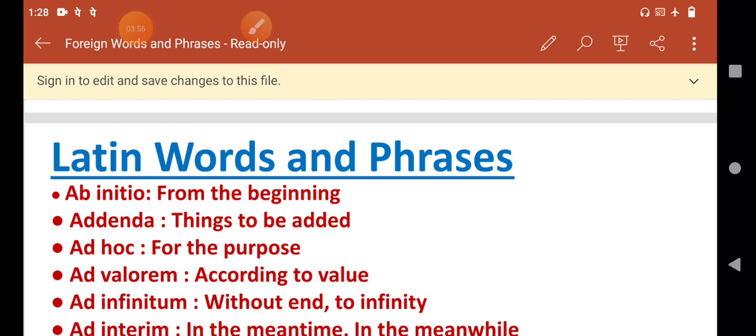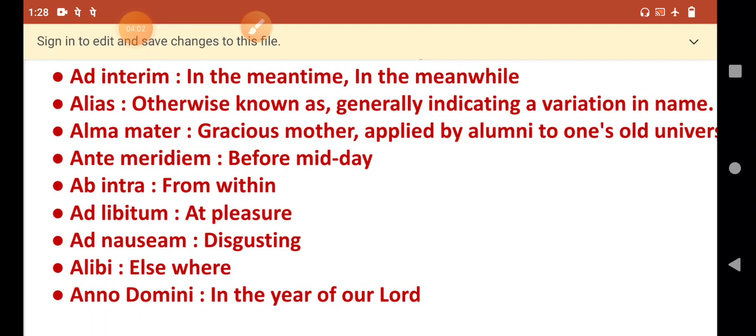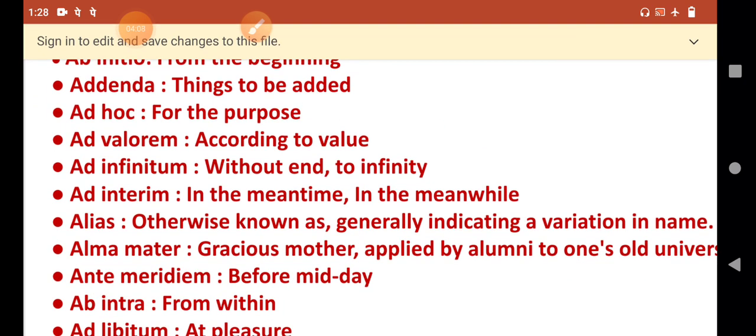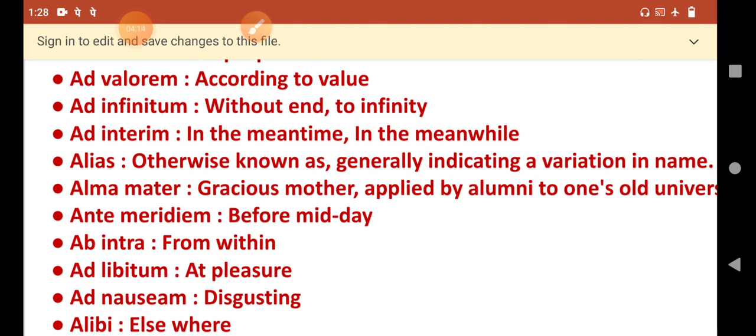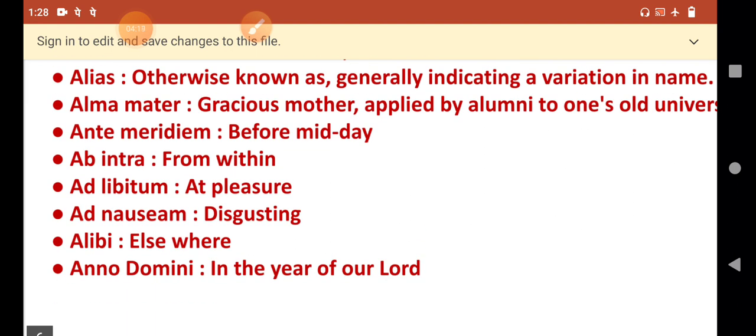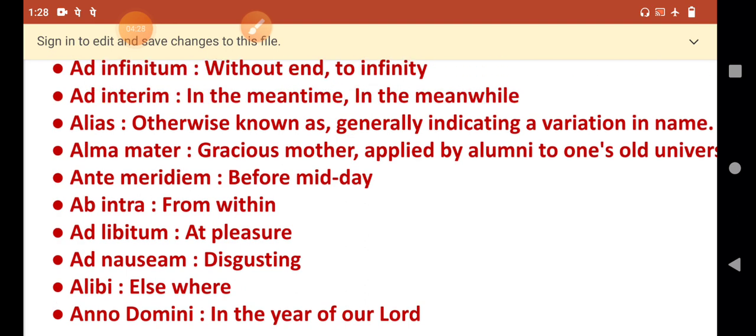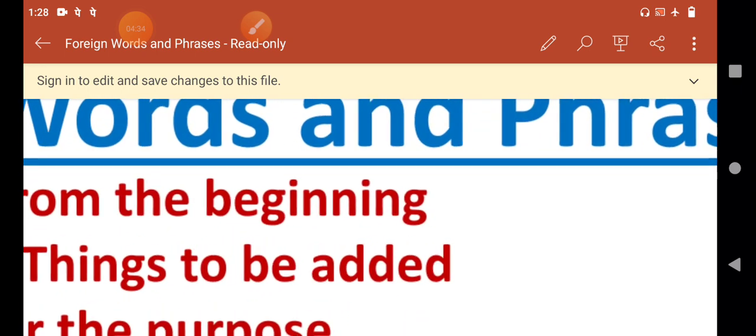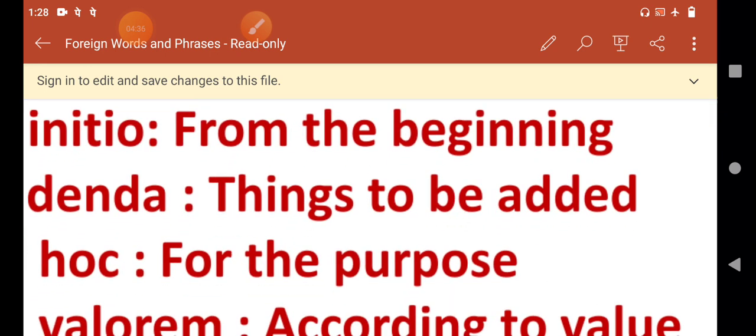Here today in this class, I am going to explain in detail nearly 14 foreign words. They are number 1, ab initio, addenda, ad hoc, ad valorem, ad infinitum, ad interim, alias, alma, antemeridian, ad intra, ad libitum, ad nauseam, alibi, anno Domini. These words I will explain in detail to you. First of all, students, understand the meaning and then the usage.